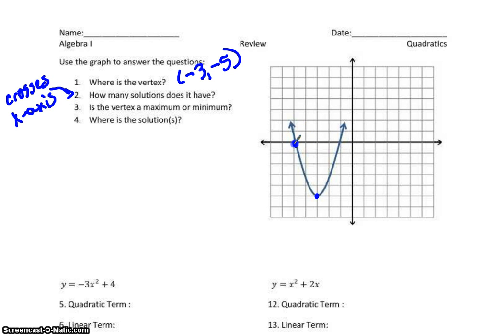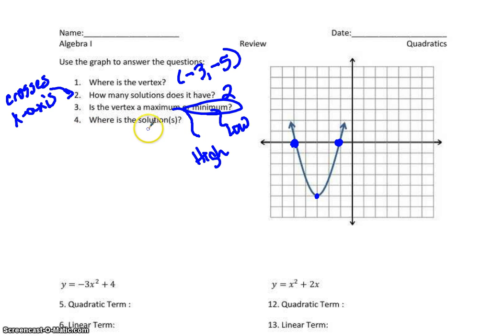It crosses the x-axis right here, and it crosses it right here. So how many solutions? It has 2. Is the vertex a maximum or a minimum? Remember that a maximum is a high point, and a minimum is a low point. This one is a low point, therefore it is a minimum.